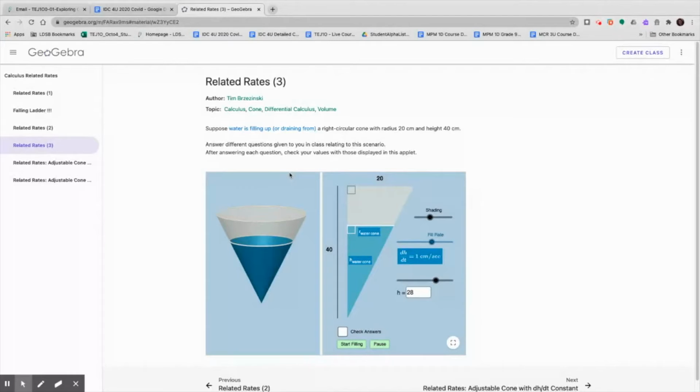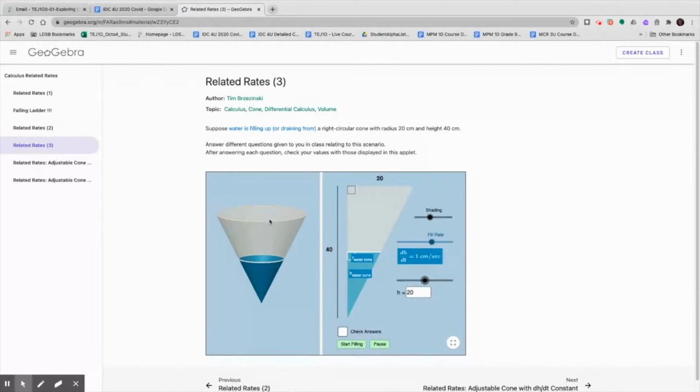Again, this is coming from the GeoGebra applet that I have posted in our course document. It will give you a little bit of a visual, hopefully before we start into the problem, of what's actually going on here and what the connection is between some of the dimensions. So right here we have a cone, and we can fill it with water or empty the water out of it. You can see that the water level is increasing and decreasing.